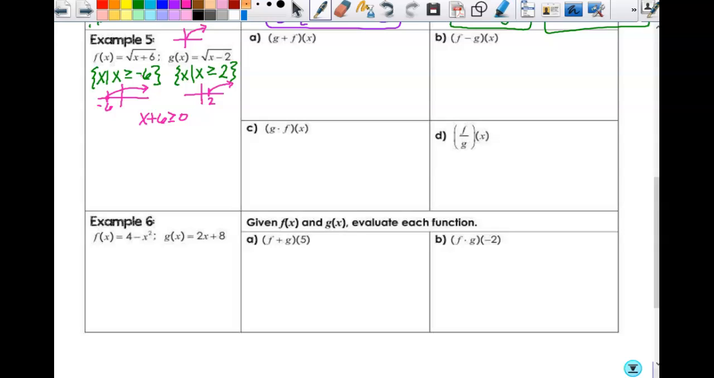So let's add these together. When I've got g plus f of x, so g is the square root of x minus 2 minus the square root of x plus 6.